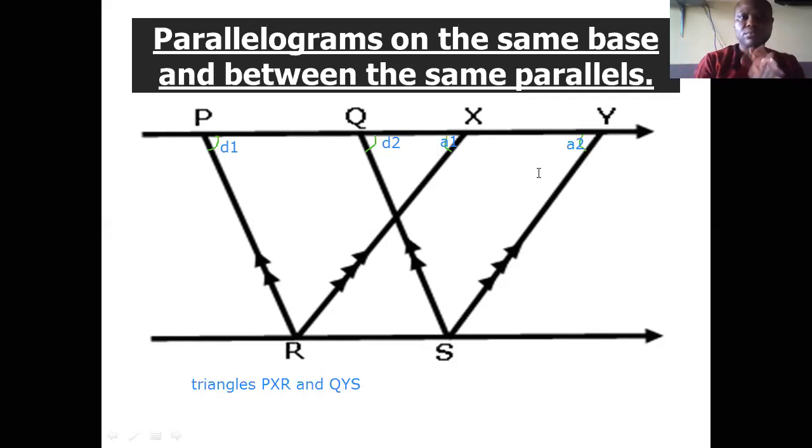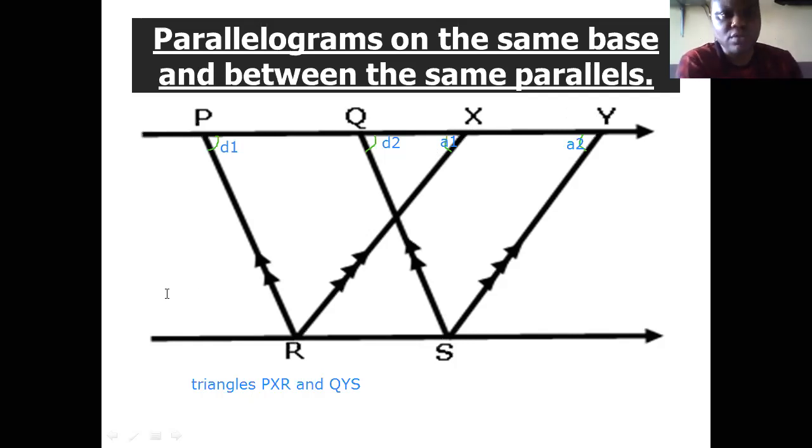Now, to prove congruency, we are going to show that two angles in triangle PXR are respectively equal to two angles in triangle QYX. And then we also show that corresponding sides of the two triangles are equal.